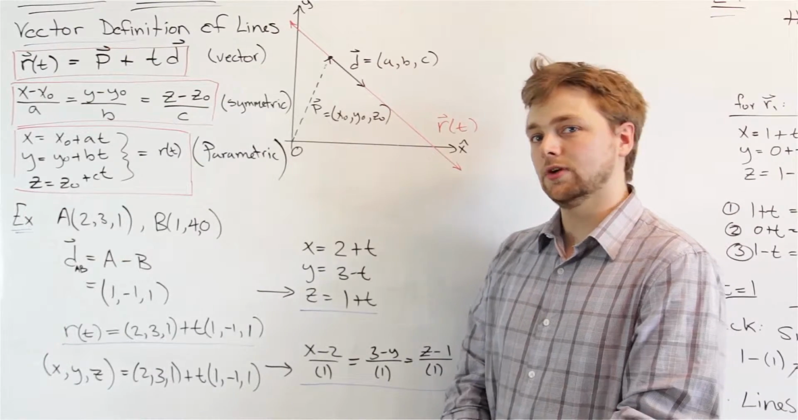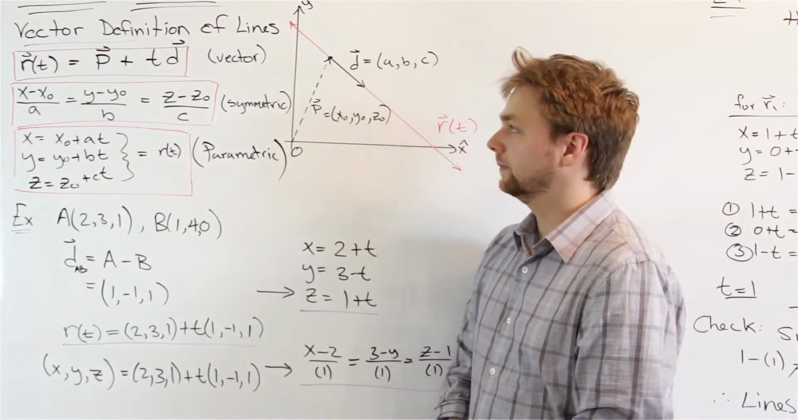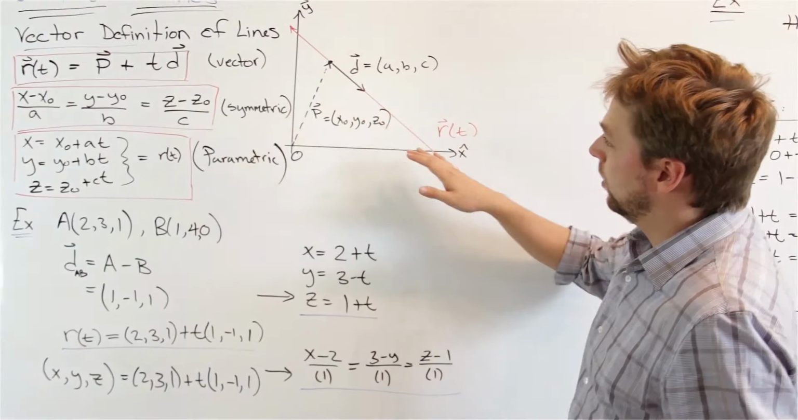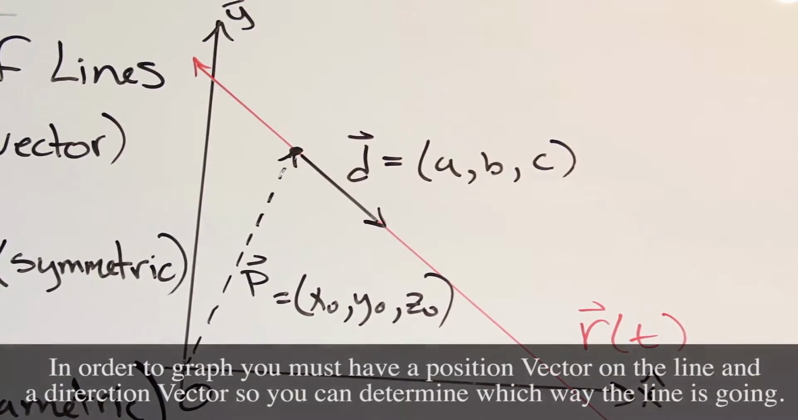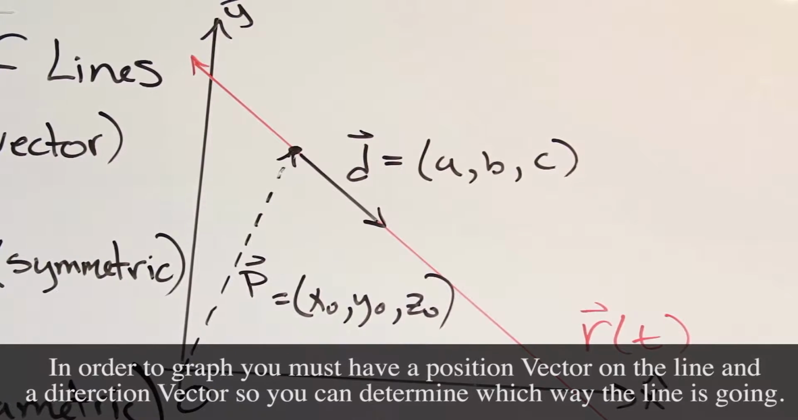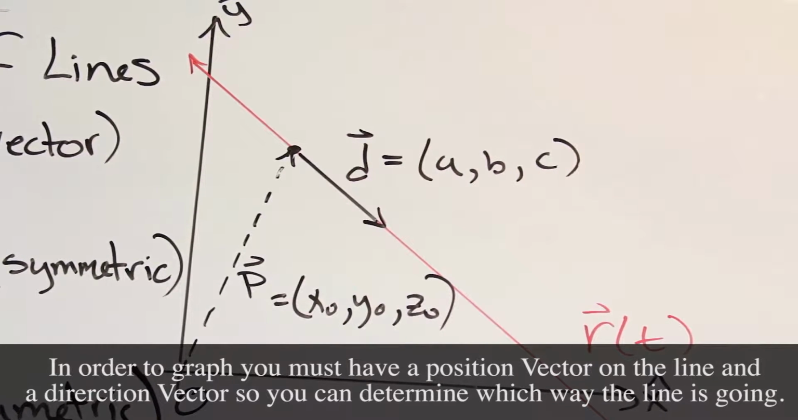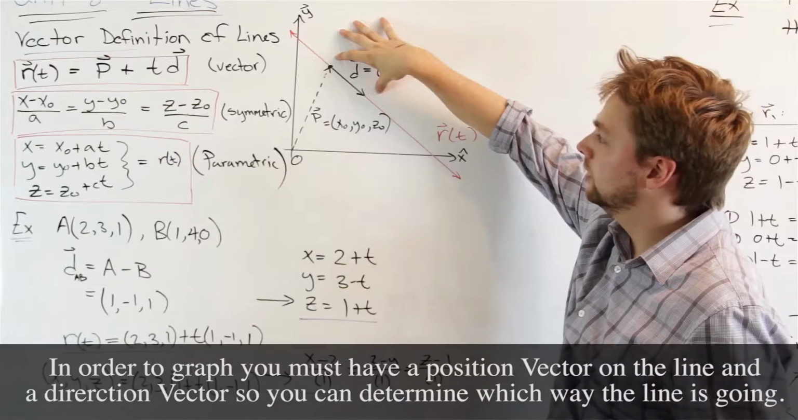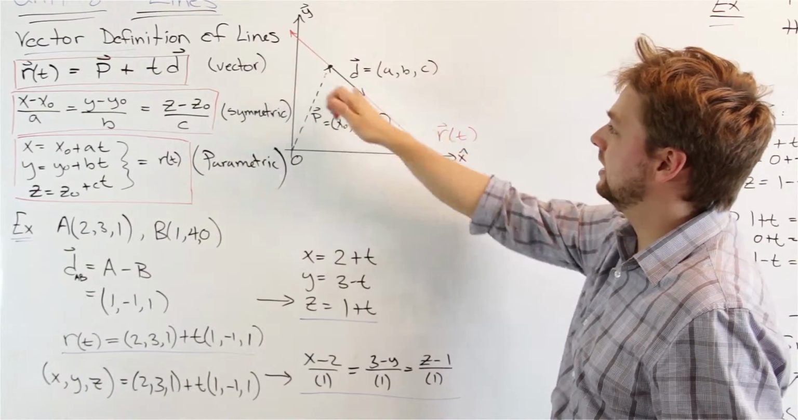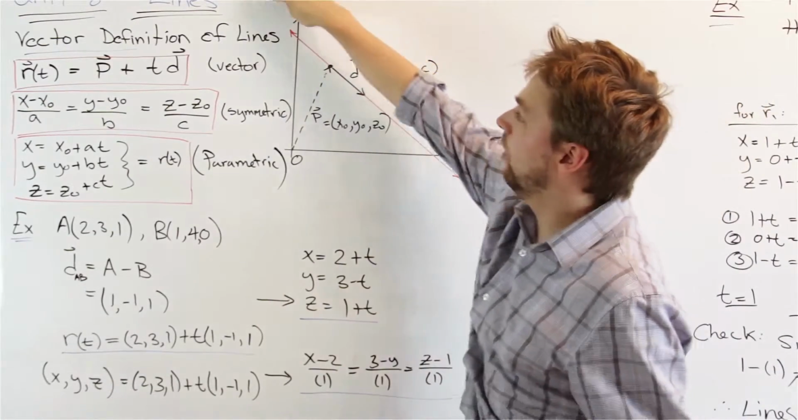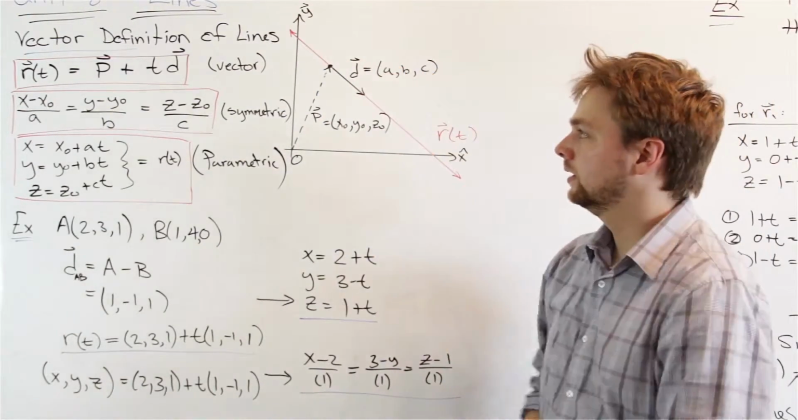In order to do this, we need 2 pieces of information. We need first a direction vector and a position vector. Let's take a look. If we wanted to graph the line here, r of t, we would need a position vector to give us a point on the line, and then a direction vector which is going to tell us which way the line is going. You'll notice that if we take a point that's on the line and add some scalar times this direction vector, we'll always end up on this line.